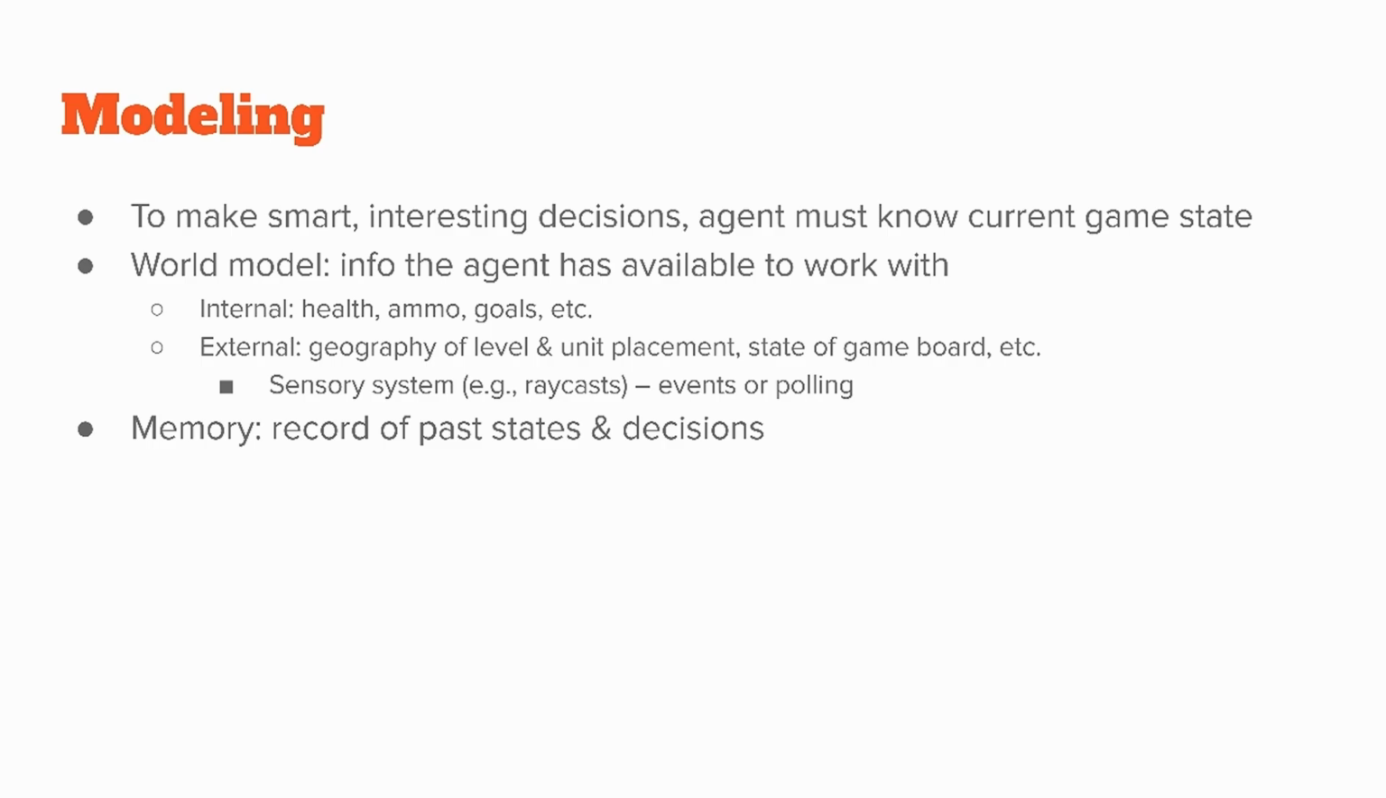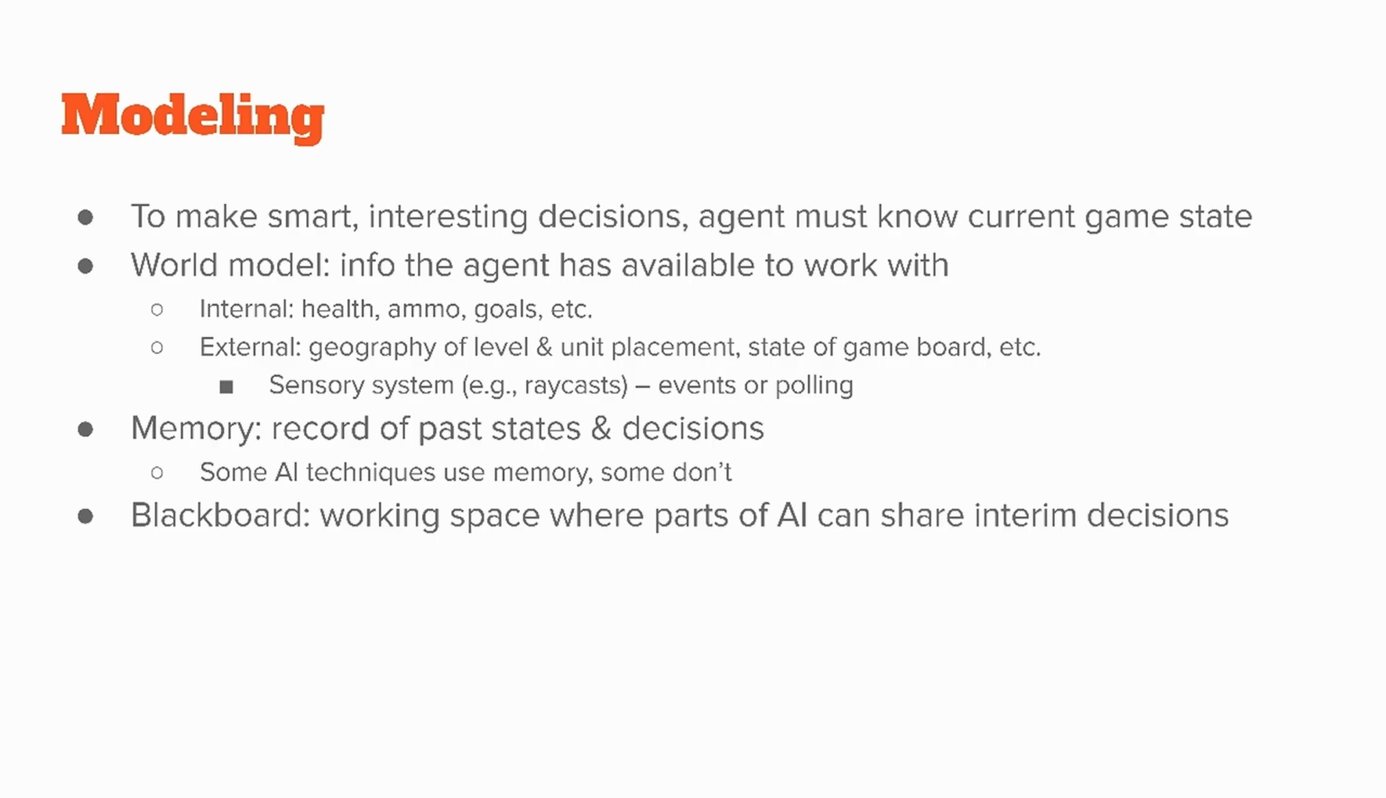And many AI techniques rely on memory, which is just a record of past world states and past decisions. So some use it, some don't. And some AI also use something called a blackboard. That's where different parts of AI can share information that helps them make decisions. So these are just terms that are good to be aware of, and your programmer might talk about, or if you are a programmer, these are good terms to look up when you're researching AI.